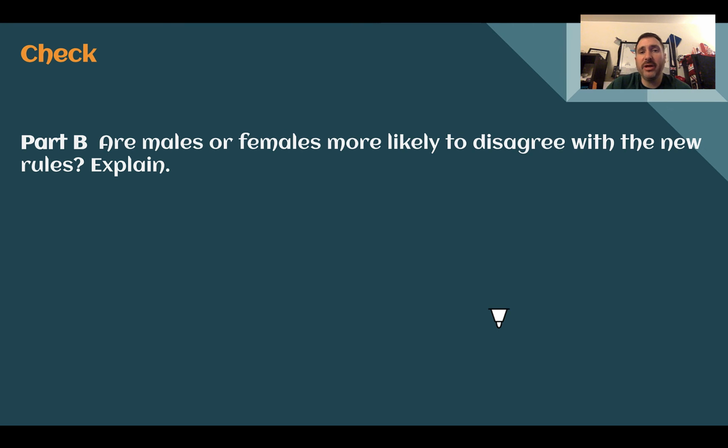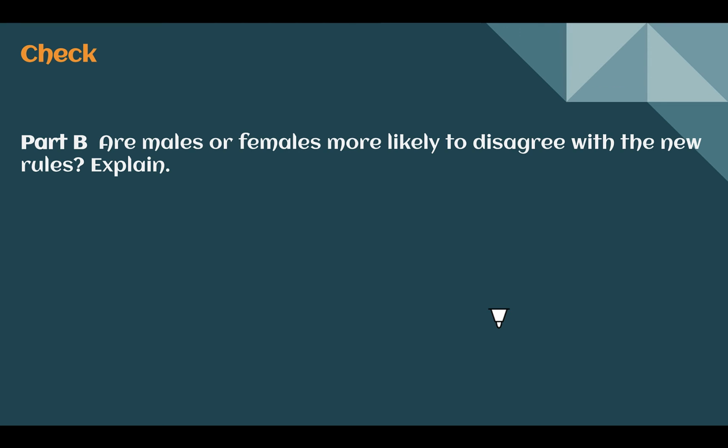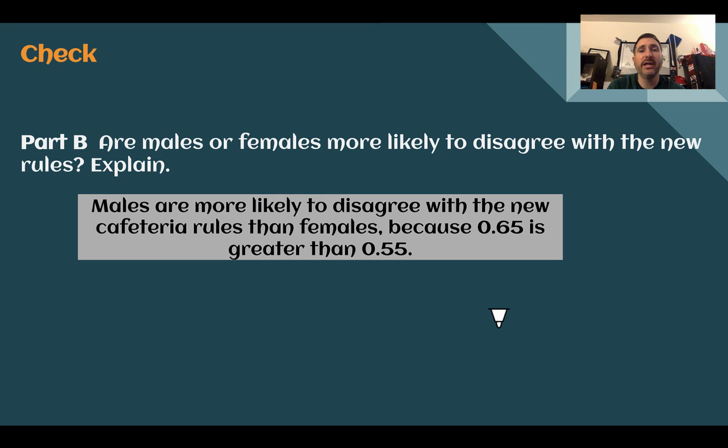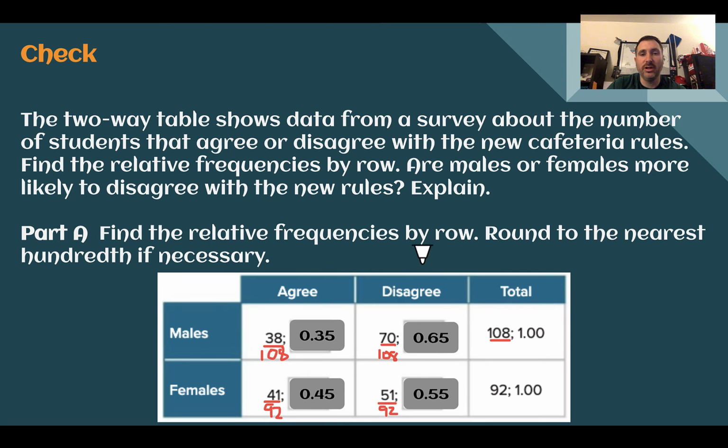Next, are males or females more likely to disagree with the new rules? Pause the video again and complete this last part of the check, if you have not already. Check your answer. You should have said males were more likely to disagree with the rules. Because if we look at the table, 0.65, so 65% of males disagreed compared to 55% of females. We can see we're looking at our disagree, 65 compared to 55. This is more right here than this one.